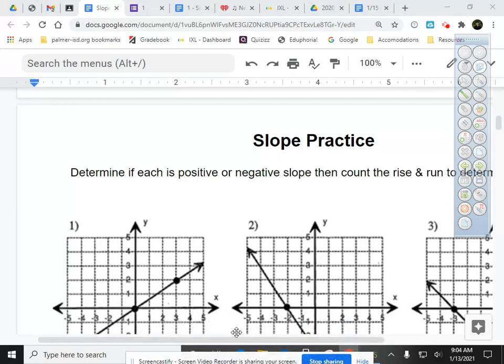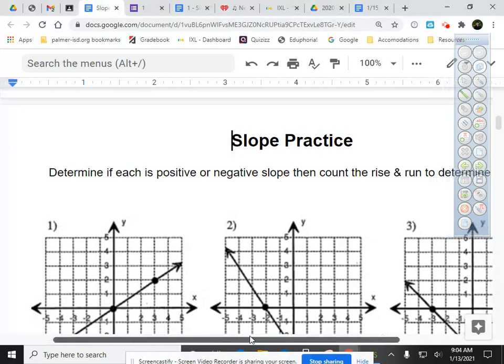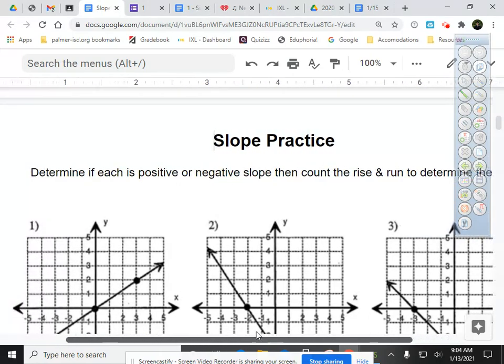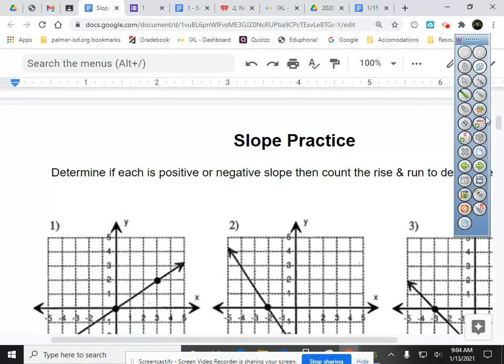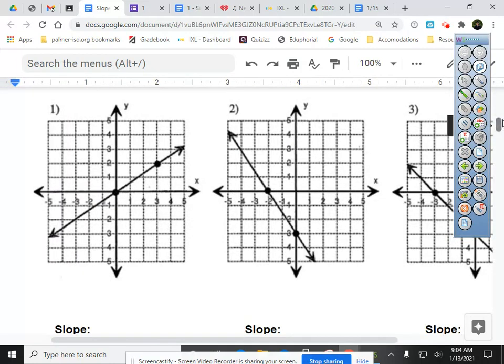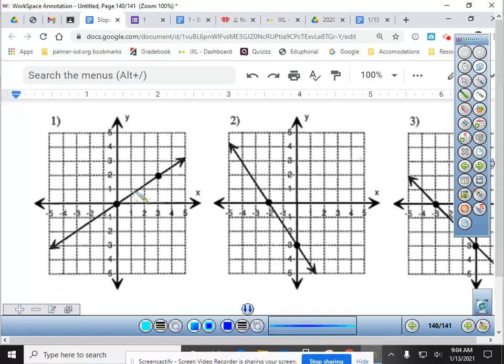Determine if each is positive or negative slope, then count the rise and the run to determine the slope. So I'm gonna look at number 1. I want your pencils down, just pay attention. So they put the dots on here for you. I want to make sure that you see them.